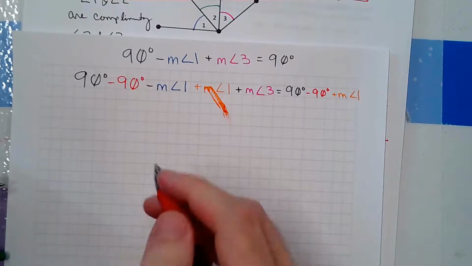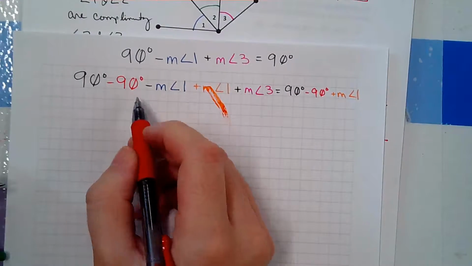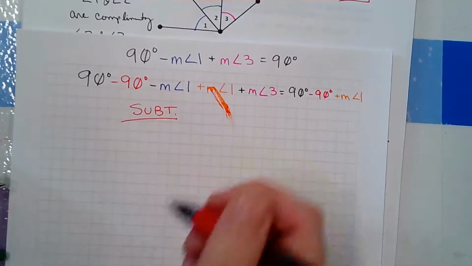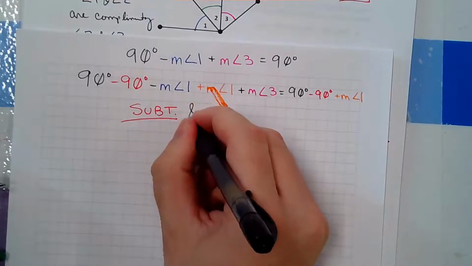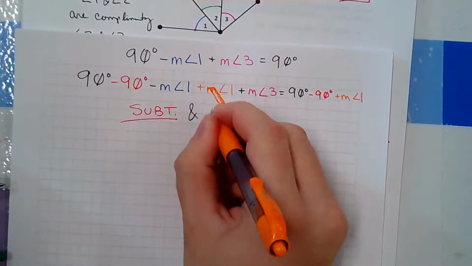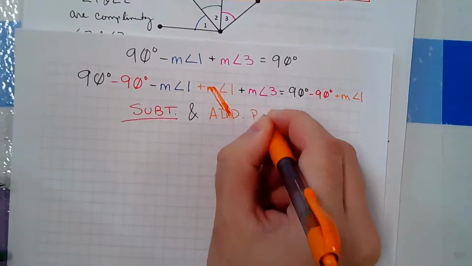So what property allowed me to subtract the 90? What property is that? So we did subtraction property, SUBT. What was the other property we used in this one step? Addition, right? We added angle 1 to both sides. And the add prop.